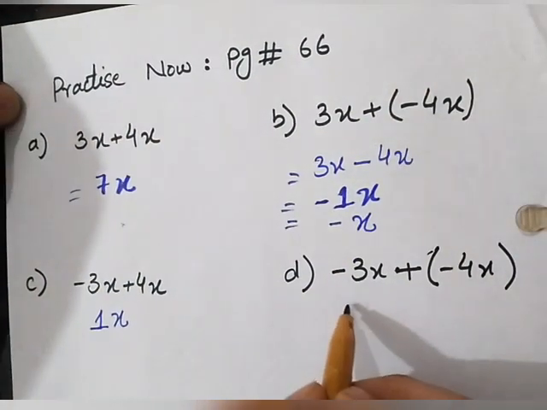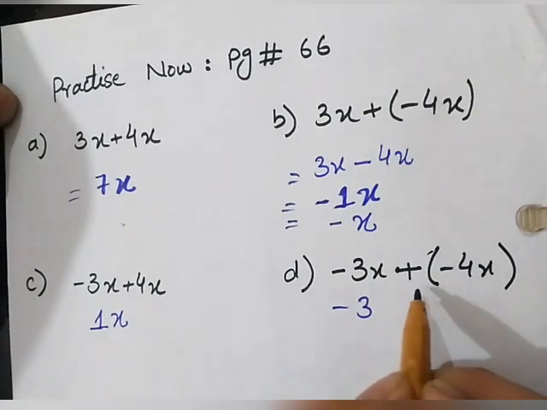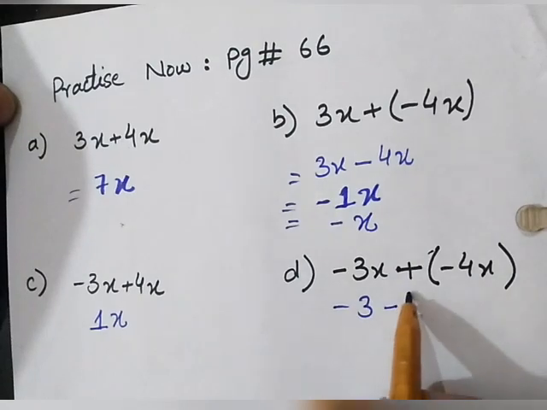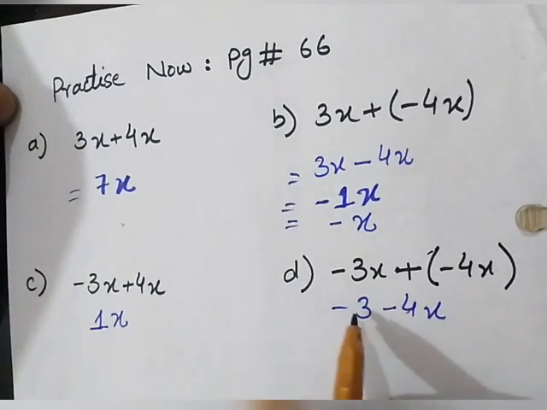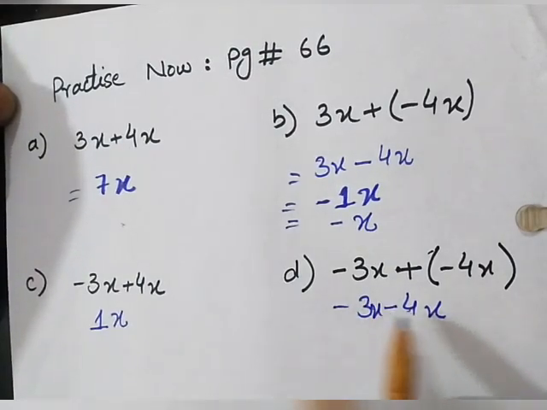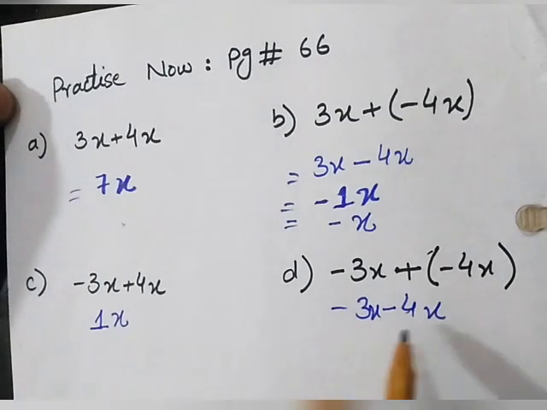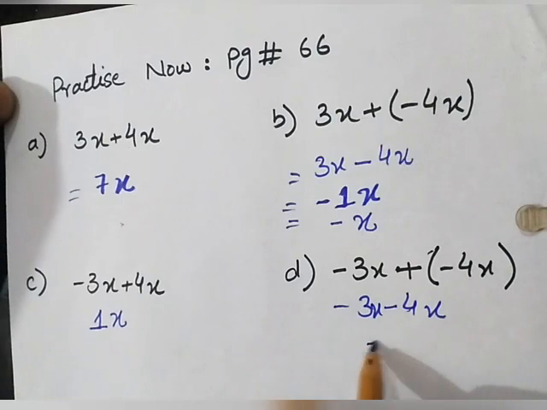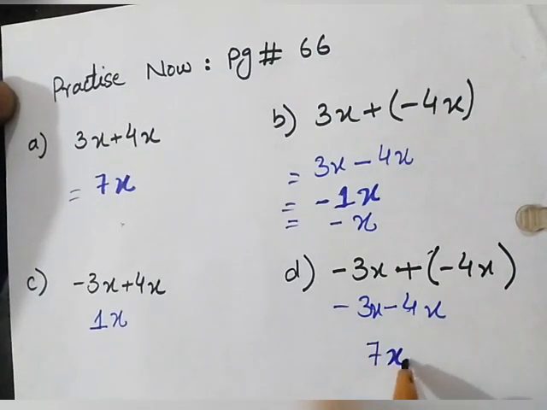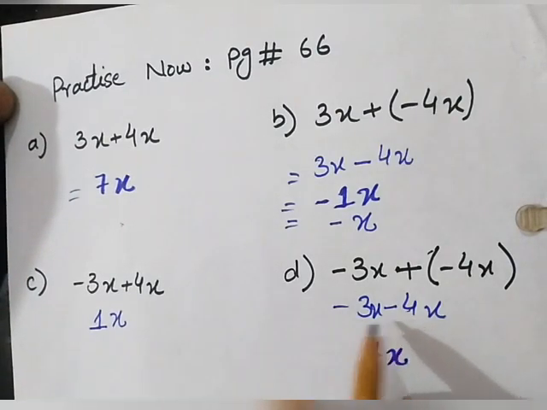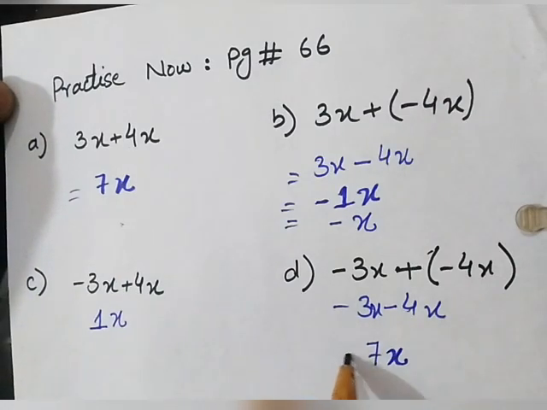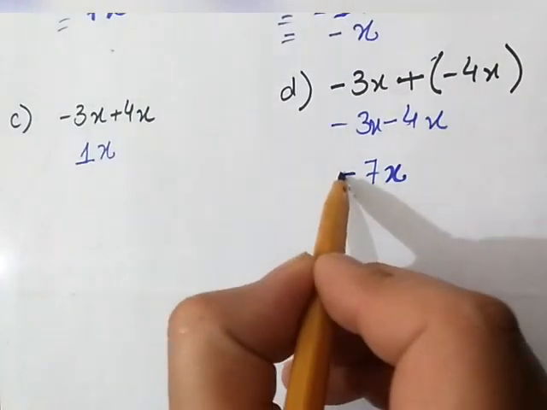Now in part D, minus 3. Again here the plus sign is outside the bracket, so the inner sign will remain the same, 4x. Both the terms have the same sign, so the digits will be added. 4 plus 3, 7. Write down the base, that is x. And what will be the sign? Both the terms have the minus sign, so we put the minus sign here.